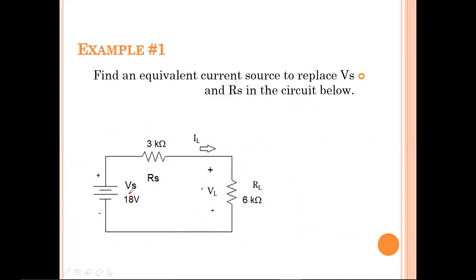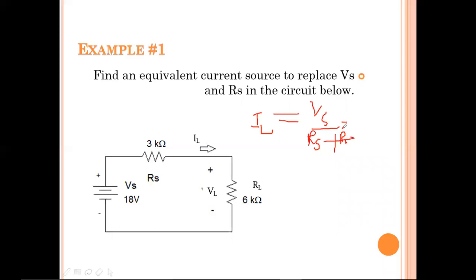From here, this is Vs, right? RS. How much current is going to be traveling? IL, the load current, is equal to Vs by RS plus RL, right? This is our formula, RS plus RL.